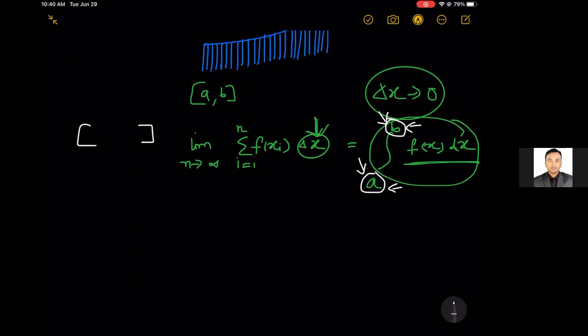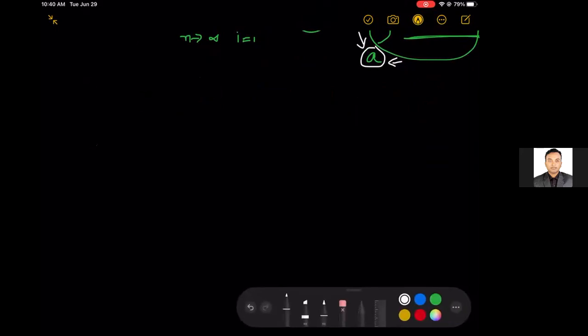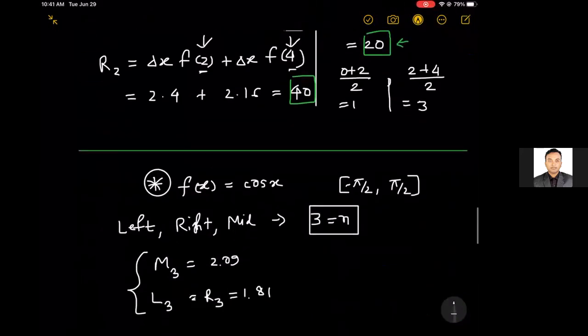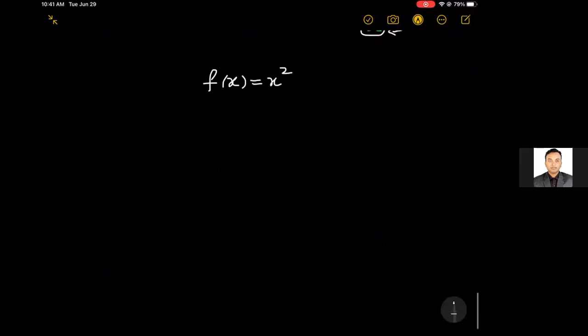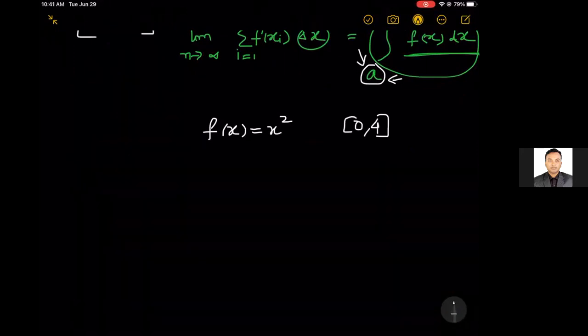Okay, so let's say we are trying to find, let us use the same function, and let us use the same interval as well, from 0 to 4. So from 0 to 4, we'll be trying to find the definite integral of this function. So what should we do?